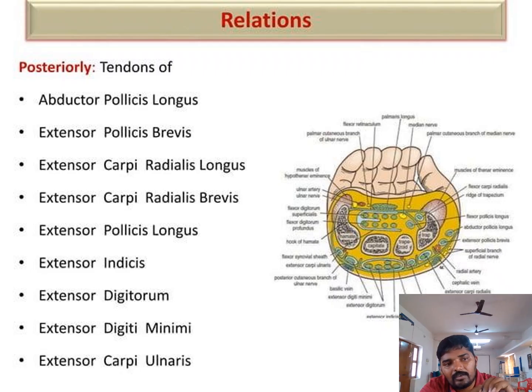This area is for extensor digitorum and extensor indicis. The extensor digitorum is mainly for extension of this area. Then extensor digiti minimi is also for extension of this area. The extensor carpi ulnaris is also in this area, mainly for extension of the wrist.